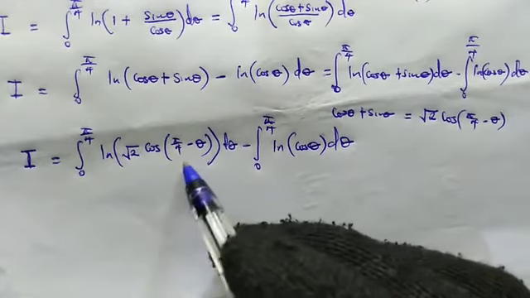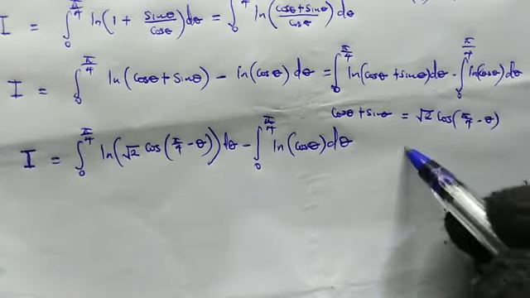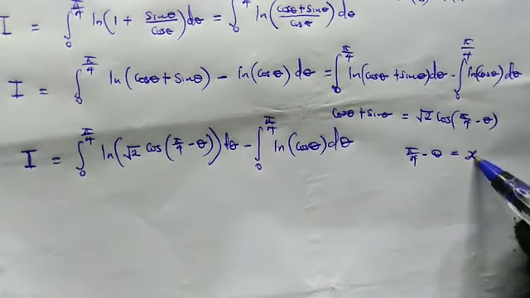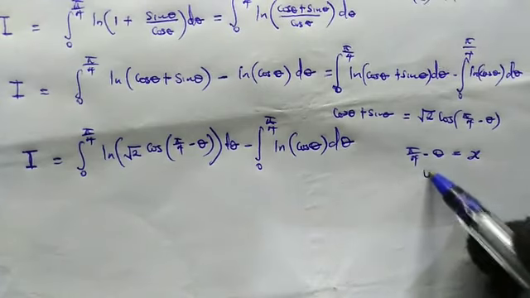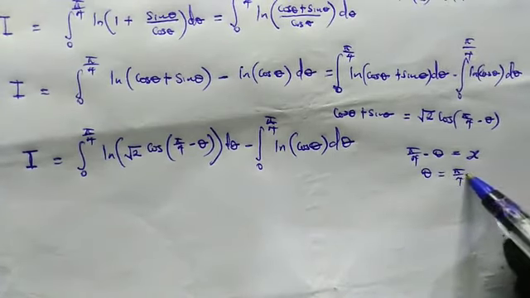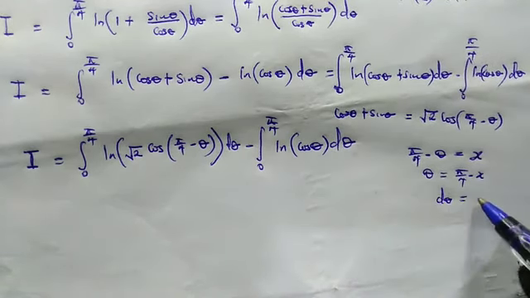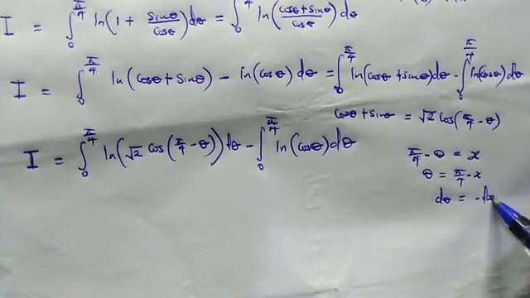Okay, from here we're going to make a substitution. We're going to let pi over 4 minus theta equals x, right? And here we have theta is equal to pi over 4 minus x. Differentiating both sides, we get d theta is equal to negative dx.